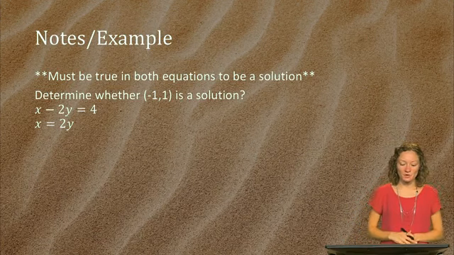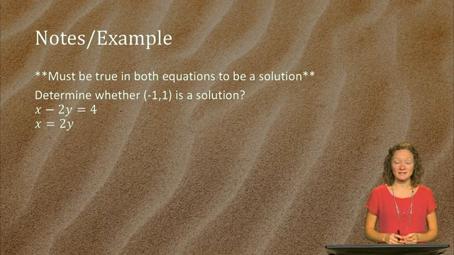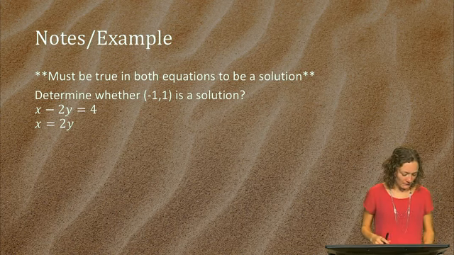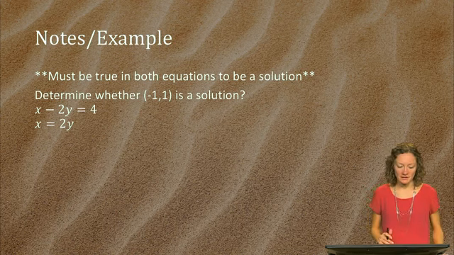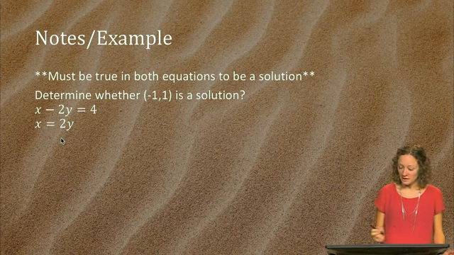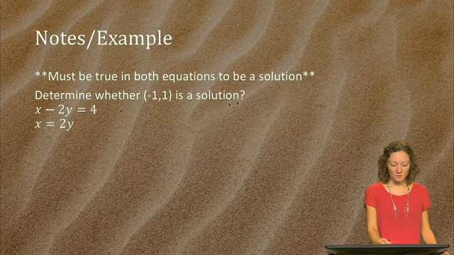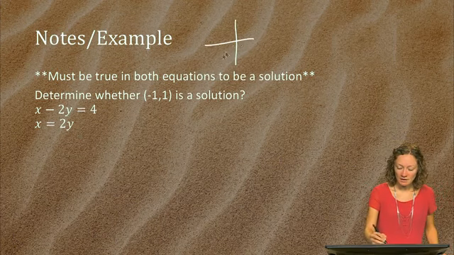The next set of notes we'll look at is for the first objective, determining if an ordered pair is a solution to the equation. And for everything else, we'll be without the calculator. All right, so determine whether (-1, 1) is a solution to the given system. The only note for this type of work is that it must be true in both equations to be a solution. We don't necessarily know what these two lines look like.